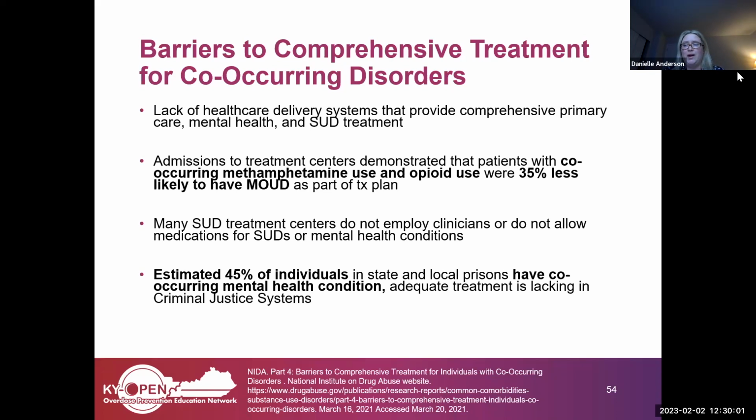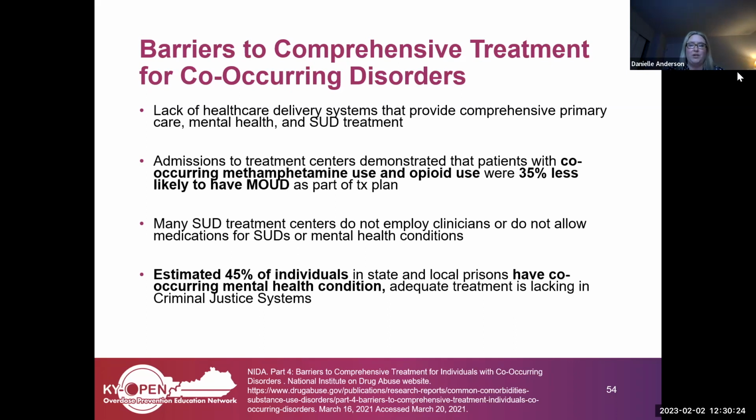So just as we wrap up, I wanted to take a minute to discuss barriers to comprehensive treatment for patients with stimulant use disorders and mental health conditions. PCPs are often frontline for mental health treatment. Specialty mental health providers often only see the sickest patients, and a lot of times substance use disorder treatment occurs in a completely separate system.